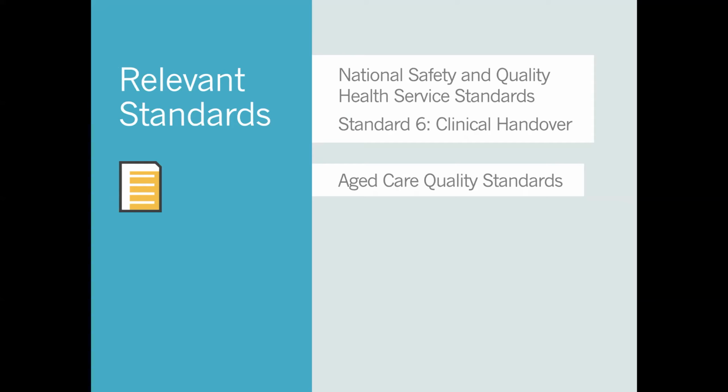Two relevant standards that healthcare organisations may need to meet are the National Safety and Quality Health Service Standards, Standard 6, Clinical Handover, and the Aged Care Quality Standards. The information in this webinar is consistent with the requirements outlined in relevant standards. However, they do not address, nor do they intend to address, all the standard requirements. Individual organisations and facilities should still refer to the full standard when looking to align their policies, processes, and quality improvement initiative with best practice.